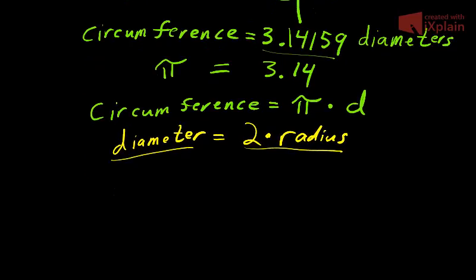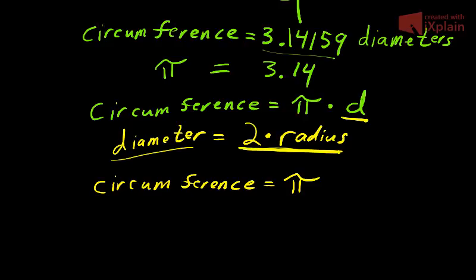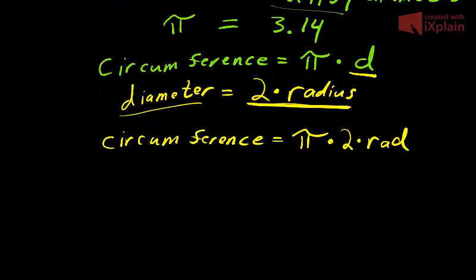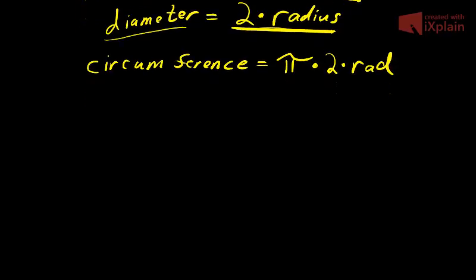So what I'm going to do now is say my circumference is equal to pi, and instead of diameter here, I'm going to put 2 times the radius. So it's pi times 2 times the radius. We end up with 2 times pi times the radius is equal to the circumference. Now that we have that, let's look at some practice problems.